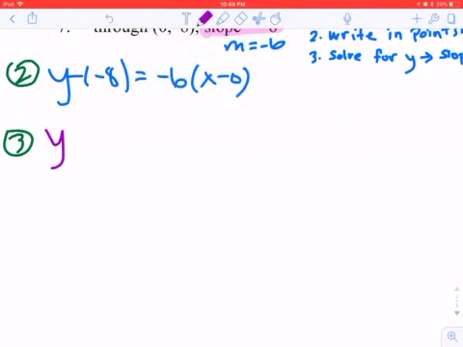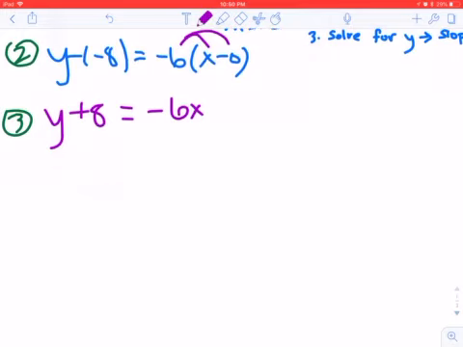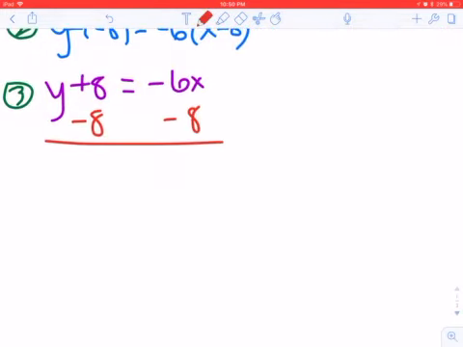So I'm gonna simplify it a little bit. Y plus 8 is equal to, now I'm gonna distribute this. Negative 6x, 6 times x is negative 6x. Negative 6 times 0 is just 0. And then we need y by itself, minus 8 to both sides. And you get y is equal to negative 6x minus 8.